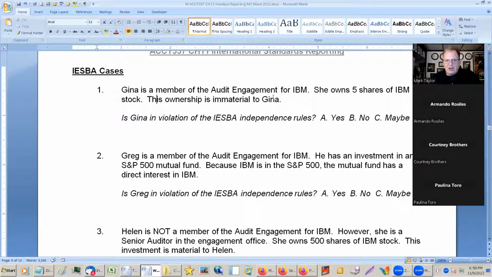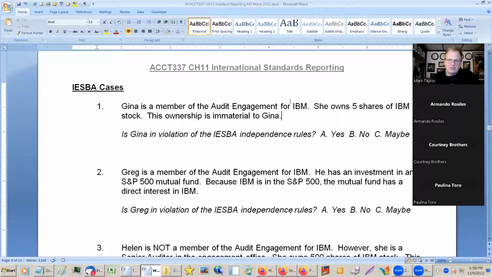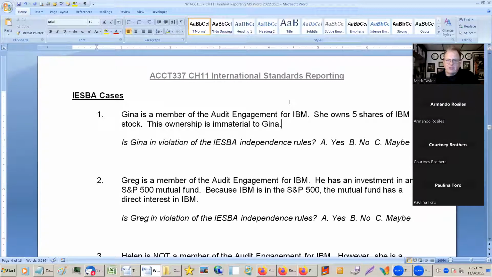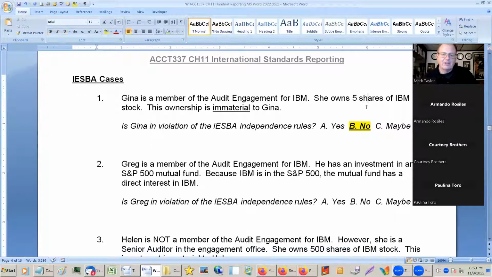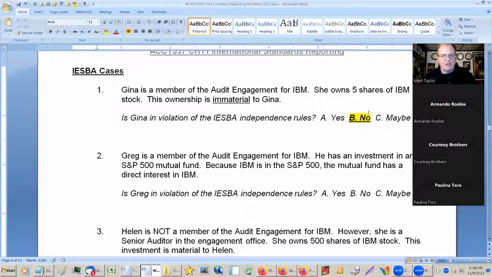So Gina is a member of the audit engagement for IBM. She owns 5 shares of IBM stock. This ownership is immaterial to Gina. Is Gina in violation of the rules? So it's immaterial. No. Notice that for the AICPA it was a hard yes. You can't have any shares with that. This is not independent. There's not even a question about it. Here, it's immaterial. Not in violation.